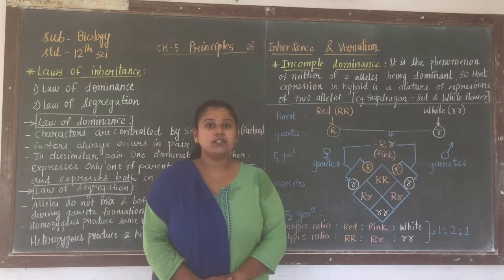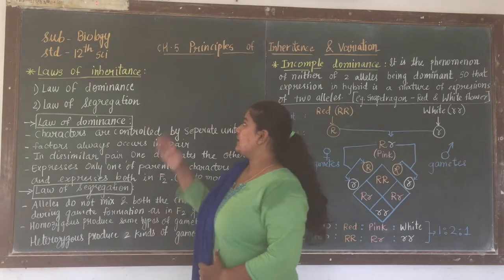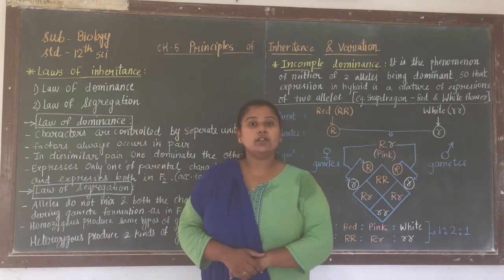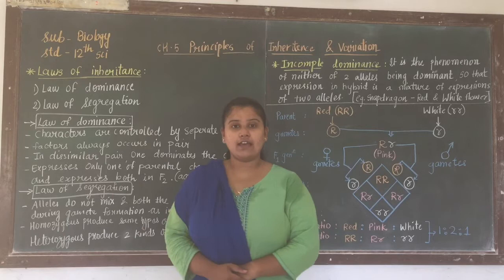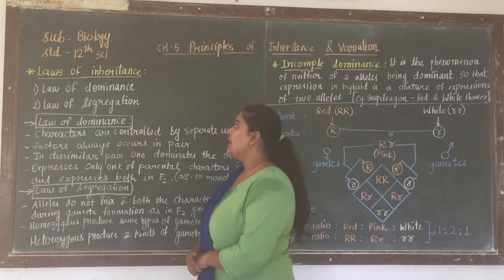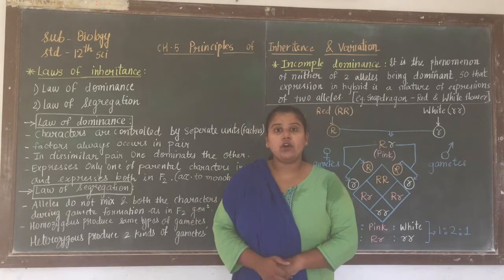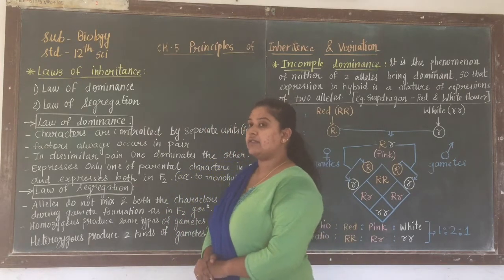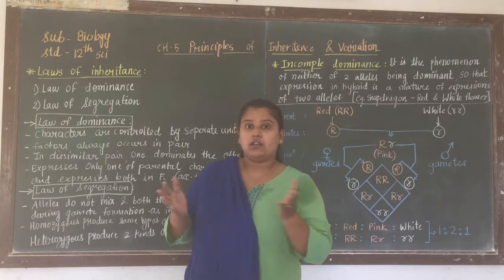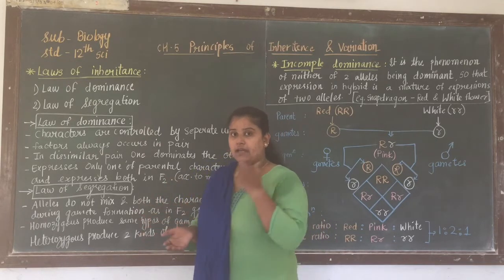Very good morning, students. Today we are going to see the 12th science biology, the third part of chapter 5, that is principles of inheritance and variation. In the previous video, we have already completed the monohybrid cross, right? We have seen different examples of pea plants and all, right?